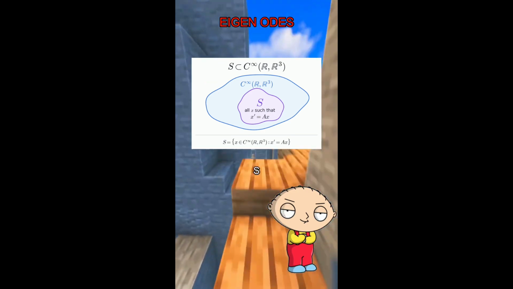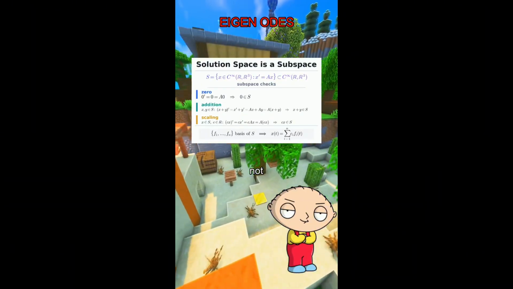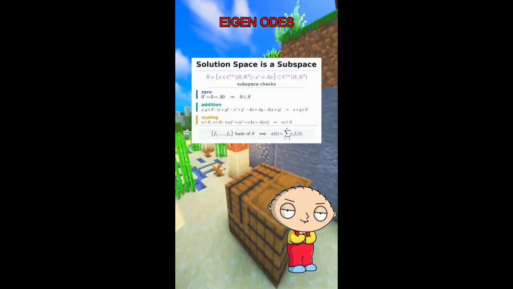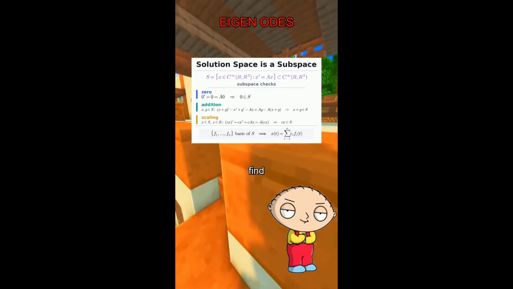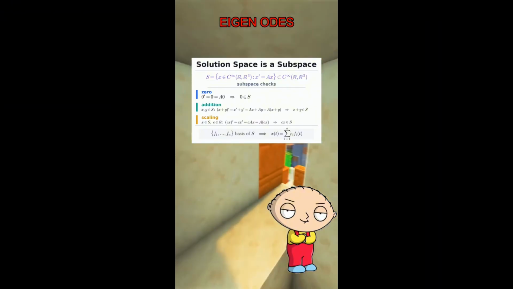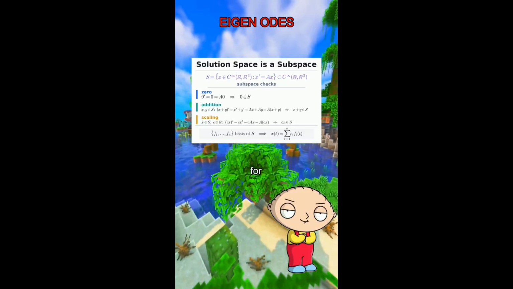Now obviously we know S is a subset of C(R, R^3). Yeah, that makes sense. The solution set is a subset of all possible inputs. But the important idea here is that S is not just a subset, it's also a subspace. Wait, why does that matter? Because if S is a subspace, then it has a basis. If we can find that basis, then we can express every element in S as a linear combination of that basis. So now, the problem has reduced to just finding enough solutions to form a basis for S.